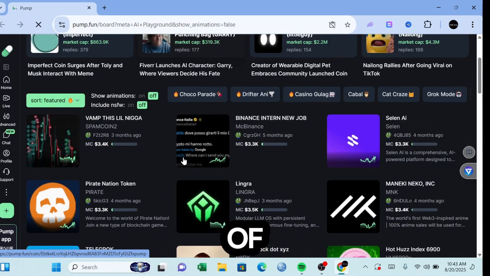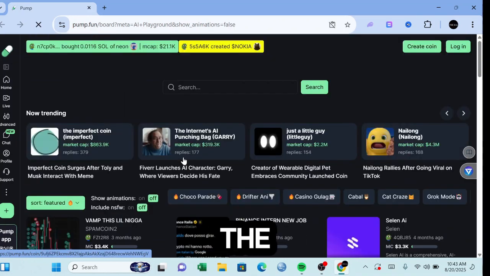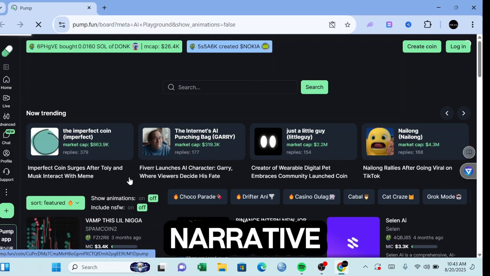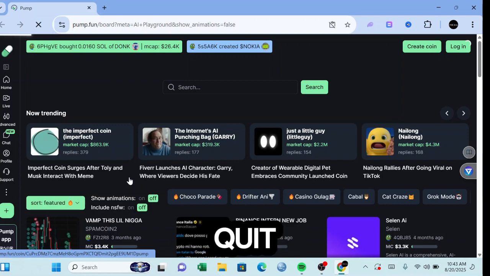So the first step of creating a meme coin is not coming over to Pump.fun, clicking on create coin and creating your coin. The first step is actually for you to look for a narrative, what you should create, the name of the coin, what it is all about. This is the first step that you should take.